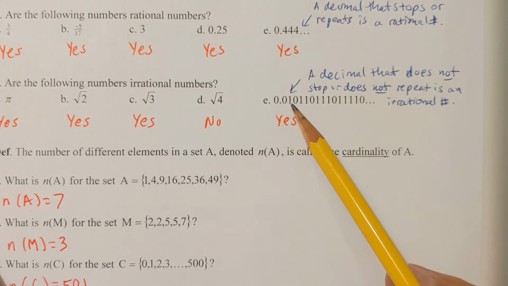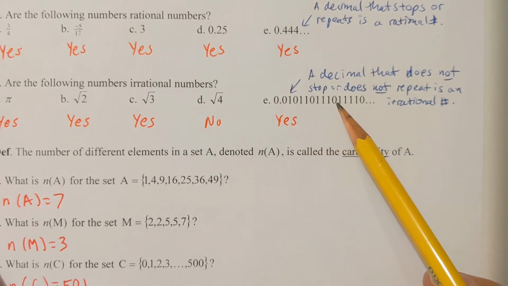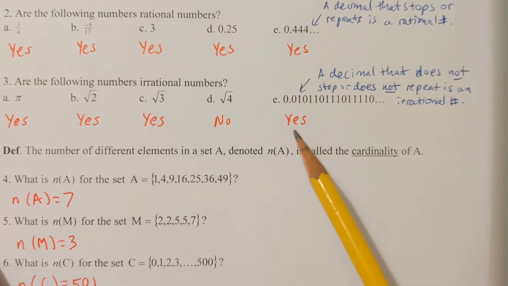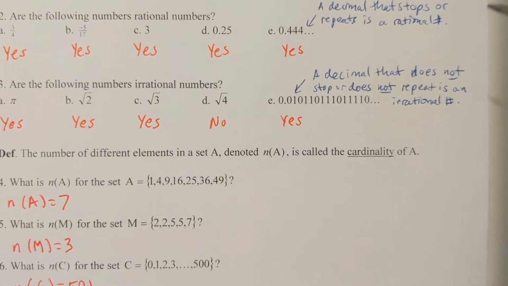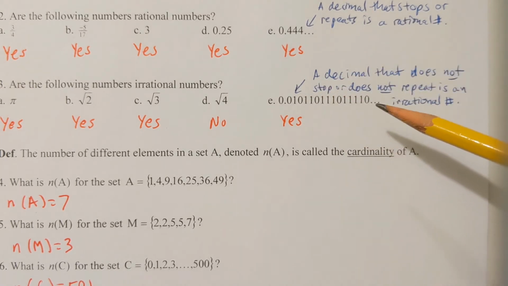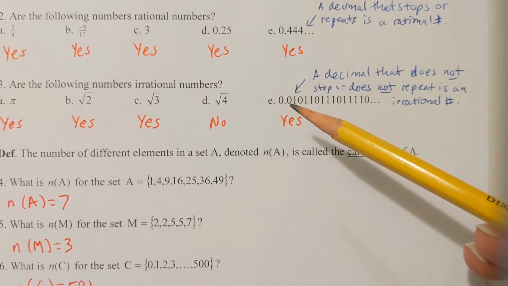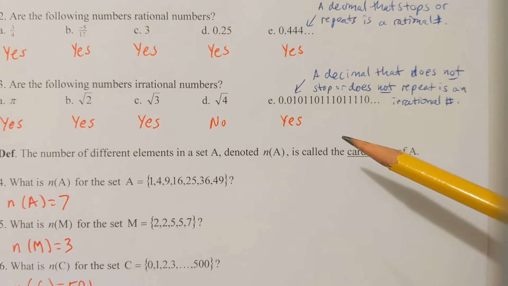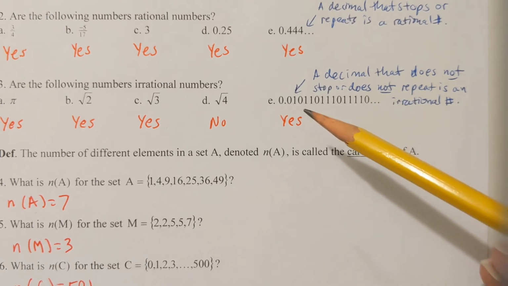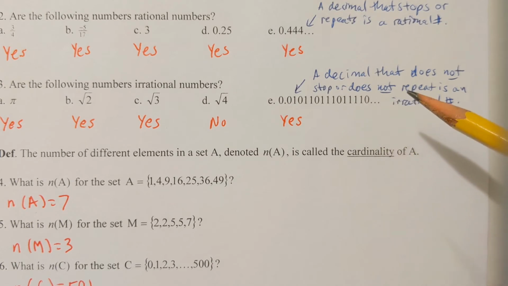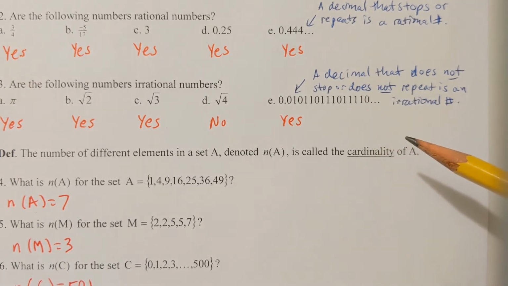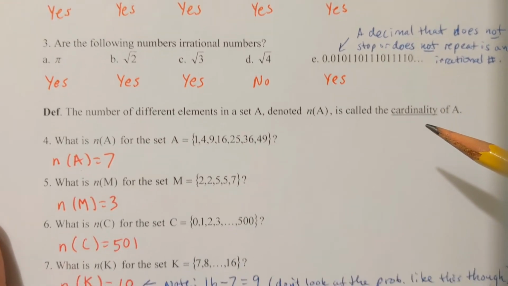How about 0.010110111011110...? That would be an example of an irrational number. And an irrational number is a decimal that does not stop and does not repeat. So this one does not stop, which is indicated by the ..., and does not repeat. So there's no section where you're going to say like 010 ever again in this infinite decimal. Or 0110. You're never going to see that ever again. So that would be an example of an irrational number.